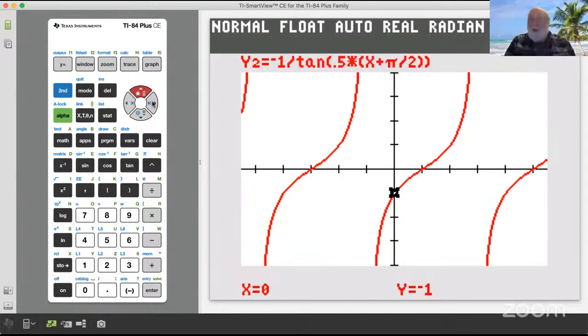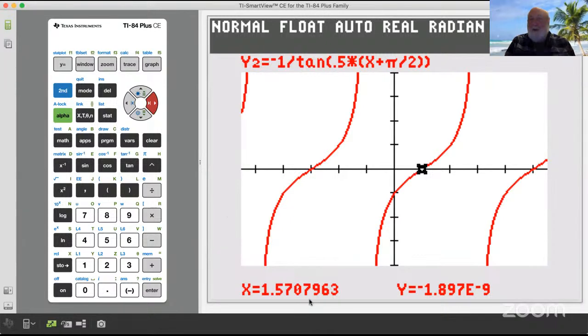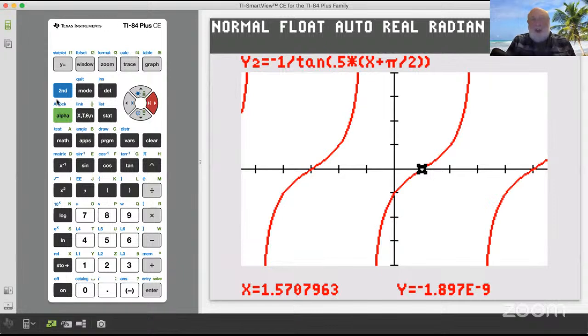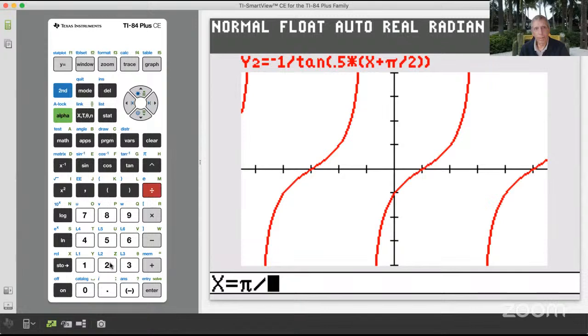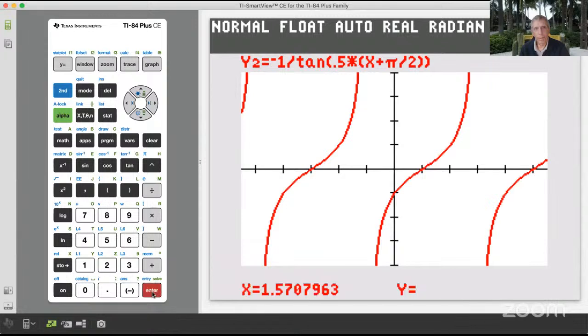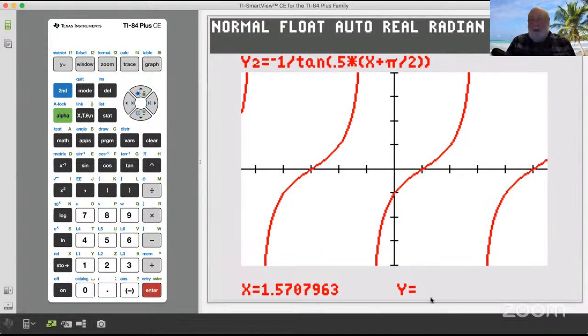And let's trace over to that first hash mark where that 0 was, at pi over 2. Oh, it's not quite at pi over 2 because pi over 2 is there. Let me actually type in pi over 2. Okay. Hey, there you go. What happened there? It says it's undefined.